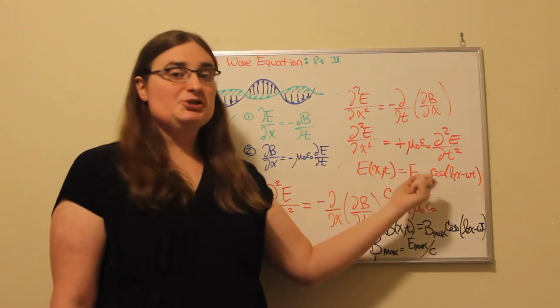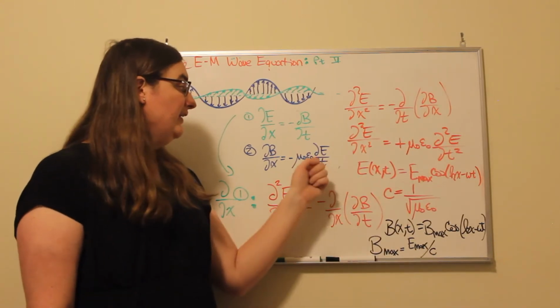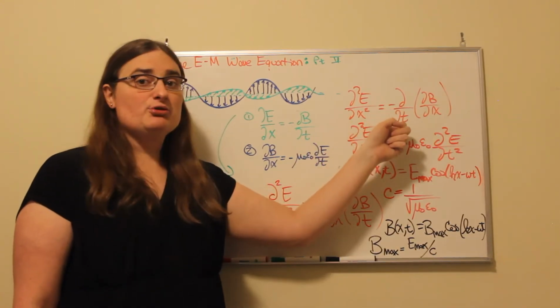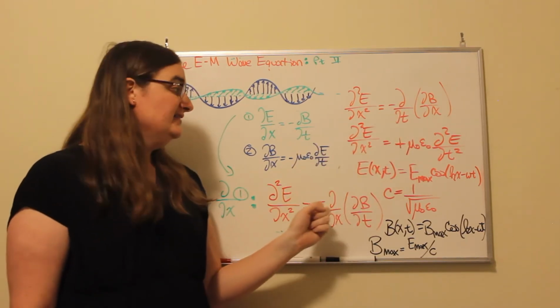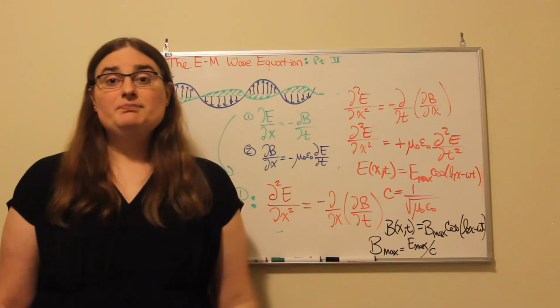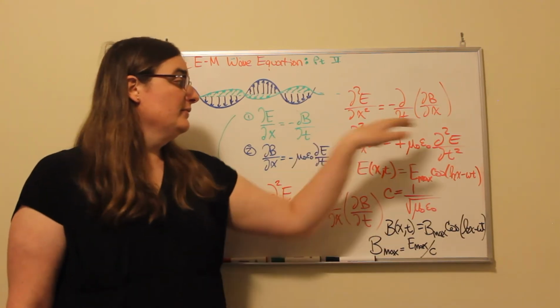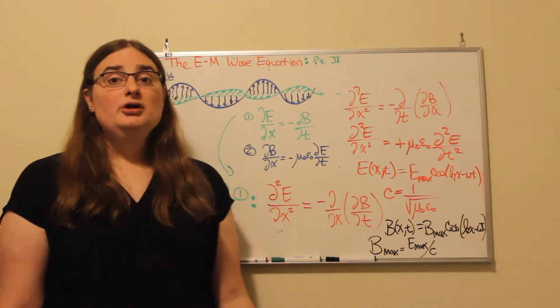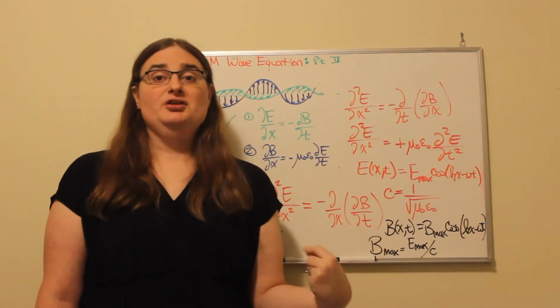My mu naught, epsilon naught are constants, so they hang out front. And then I would have the partial derivative with respect to time of the partial derivative of the electric field with respect to time. That's a second partial derivative with respect to time for my exact same field. So this is a wave equation from differential equations.